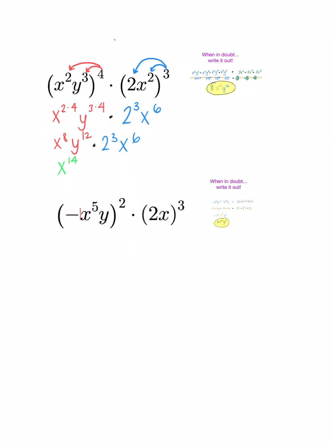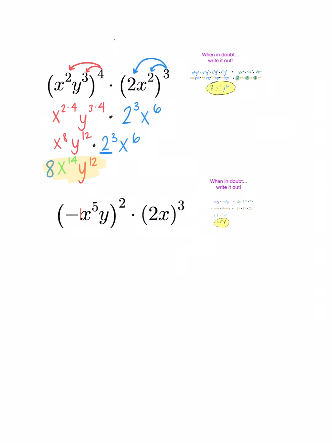We only have one y term, and that is our y to the 12th, but we can simplify our coefficient. 2 cubed is 8, and we always write our coefficient in the very front. Notice that that gives us the exact same answer that we had up here. And please note that when in doubt, please write it out to make sure that you use the rules correctly.